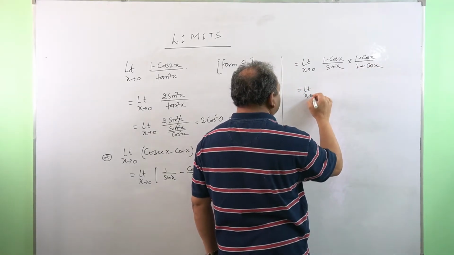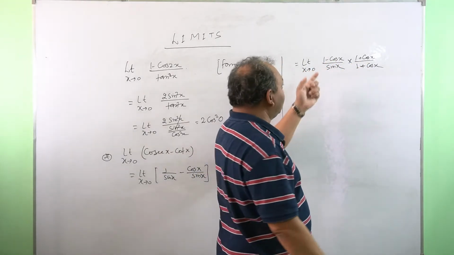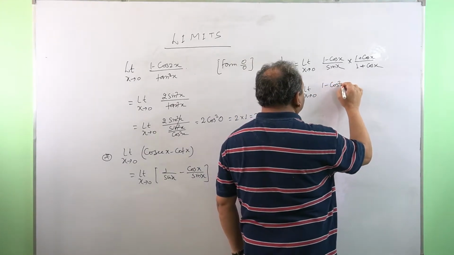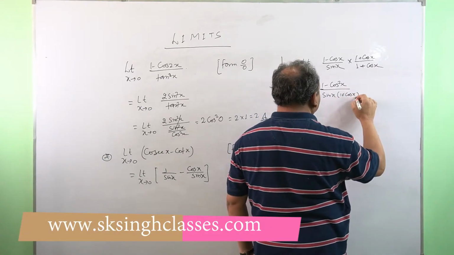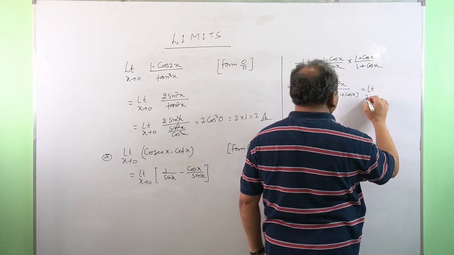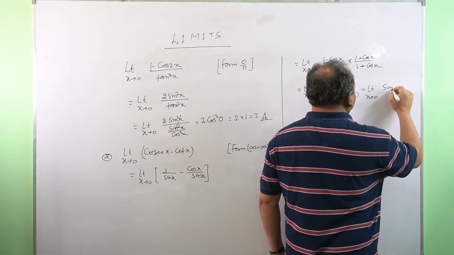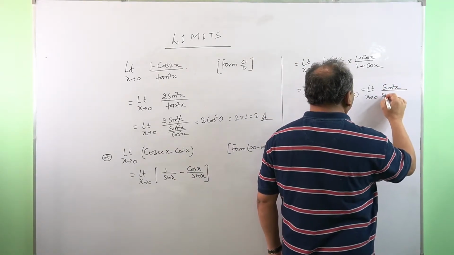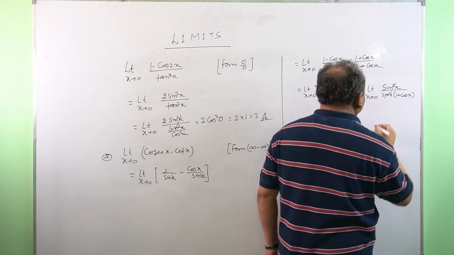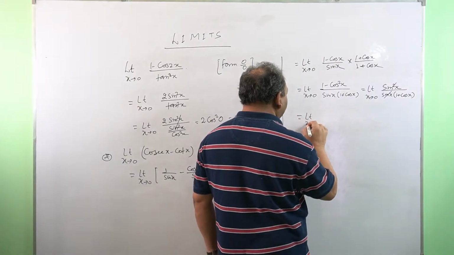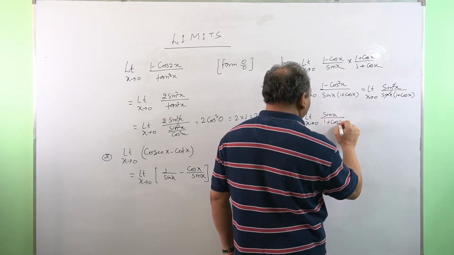Limit x tends to 0. In the numerator, 1 minus cos x into 1 plus cos x is of the form (a minus b) into (a plus b). So 1 minus cos square x divided by sin x into (1 plus cos x). And we know that 1 minus cos square theta is equal to sin square theta. So sin square x divided by sin x into (1 plus cos x). Sin x by sin x cancel out. Limit x tends to 0, sin x by (1 plus cos x).